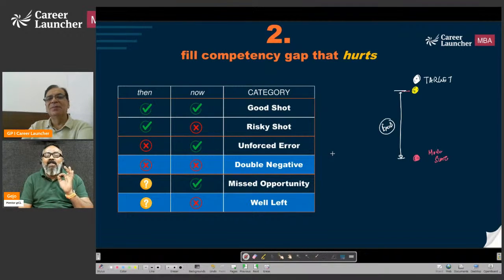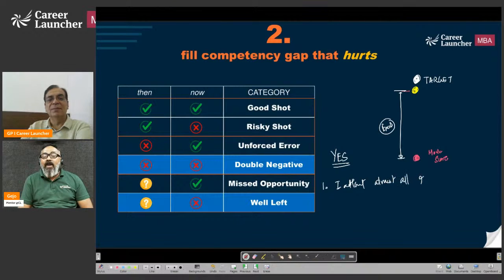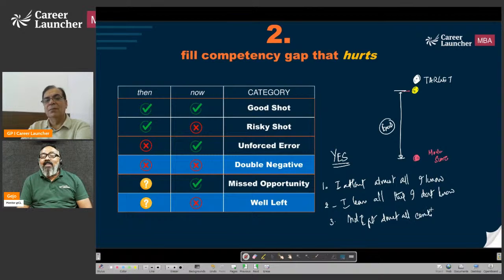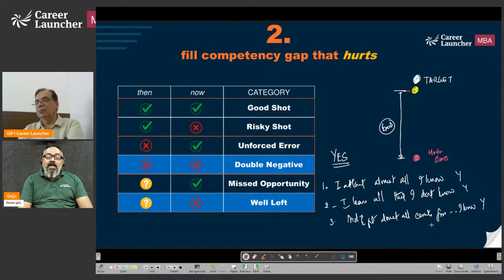There have to be three questions where the answer to all of them has to be yes. Question number one: did I attempt almost all that I know? Yes. Did I leave all that I don't know? Yes. And the third question: did I get almost all correct from the things that I knew? That's it, all three should hold. Did I solve all the questions that I solved correctly? And it's like making those critical decisions.